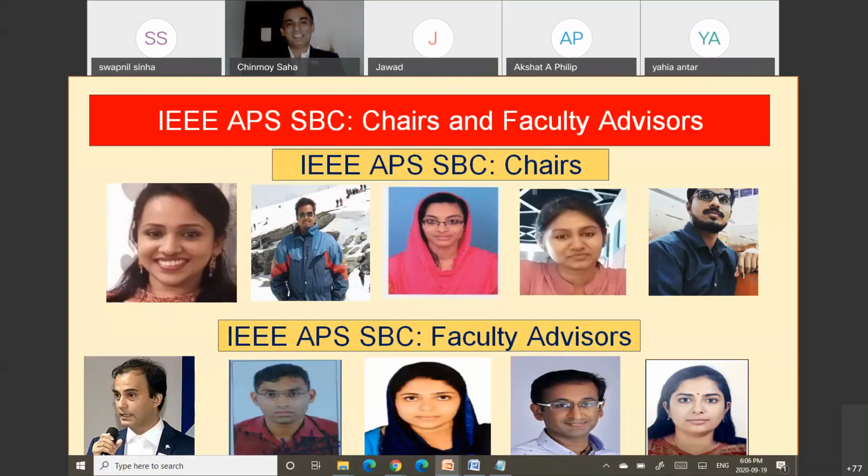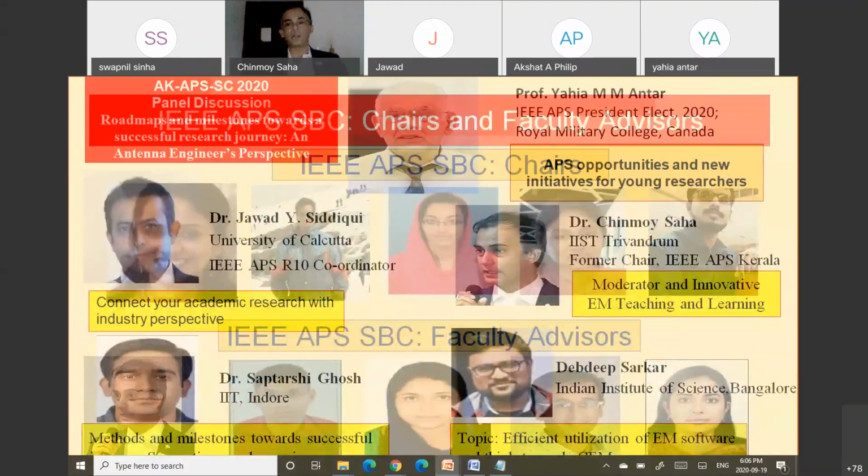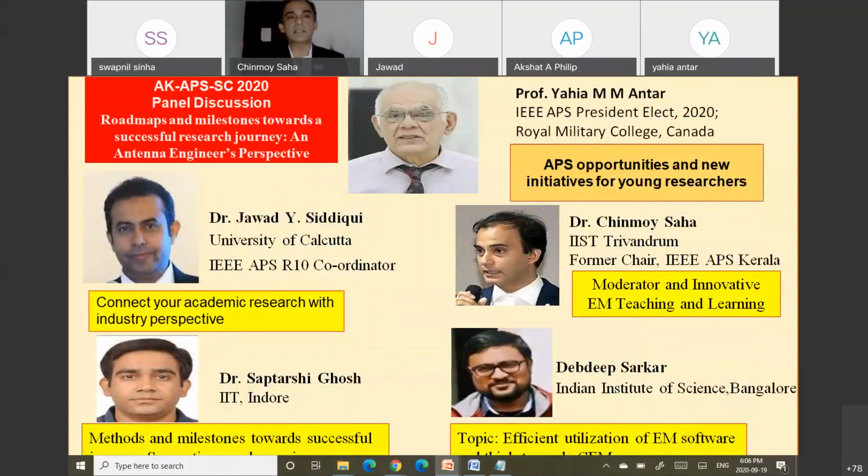So this is the activity of these 5 SBC chairs, and we are just maintaining them. These are from IIST, then GC Barton Hill, then Musaliar College of Engineering, then from Alia, and then the newly formed Cochin University of Science and Technology, which was inaugurated by Professor Anthony yesterday. So with this very basic introduction and a direction towards the panel discussion, let us start our journey on roadmaps and milestones towards a successful research journey from an antenna engineer's perspective.